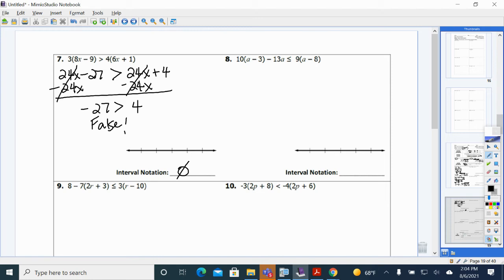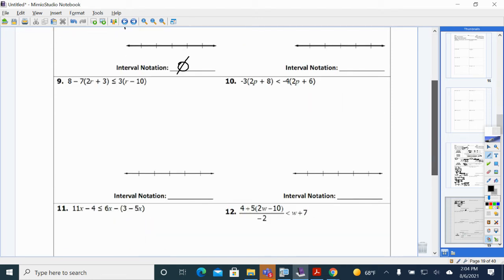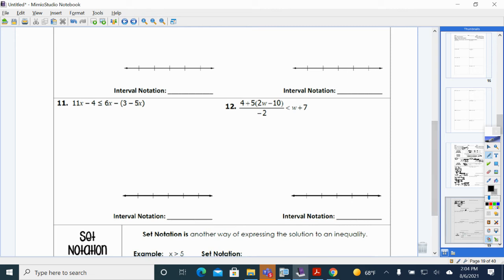Let's look at number 11. Number 11 says 11x minus 4 is less than or equal to 6x minus 3 minus 5x. So we still need to distribute on this one. There's that -1 that's in front of the parentheses, so we're going to distribute. -1 times 3 is a -3. -1 times -5x is a positive 5x.